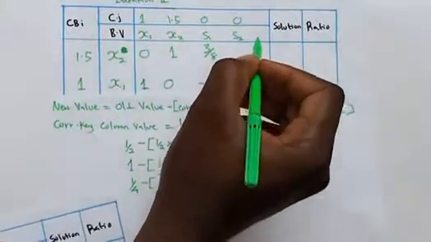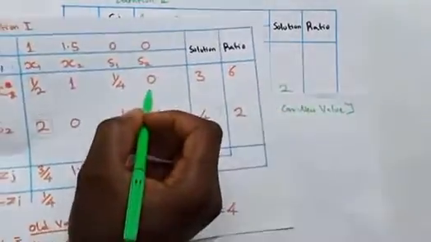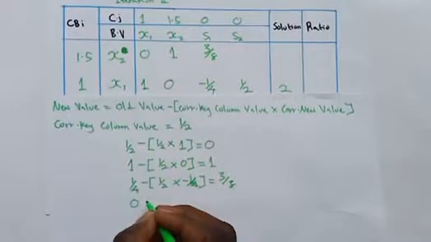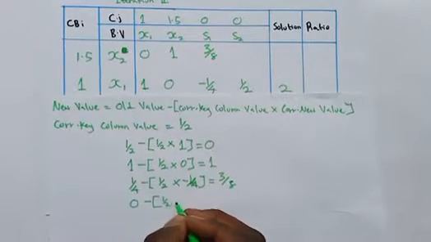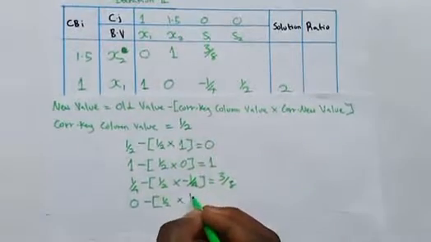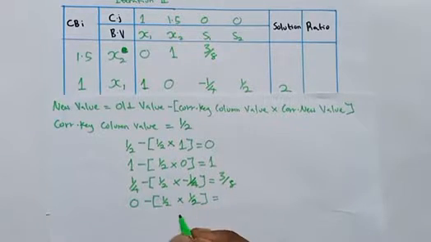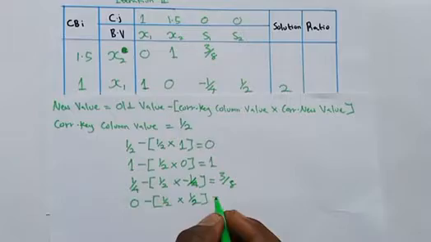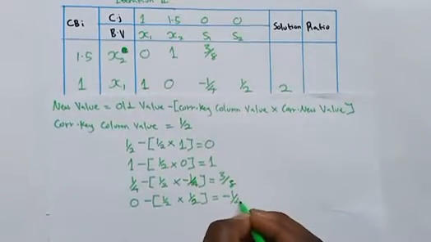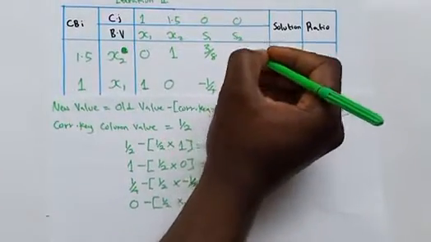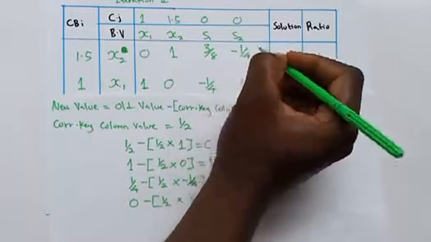So for this position, the old value at this position is 0. So 0 minus 1 over 2 multiplied by 1 over 2. So 1 over 2 multiplied by 1 over 2 gives us 1 over 4. 0 minus 1 over 4 gives us minus 1 over 4. So the new value at this position is minus 1 over 4.